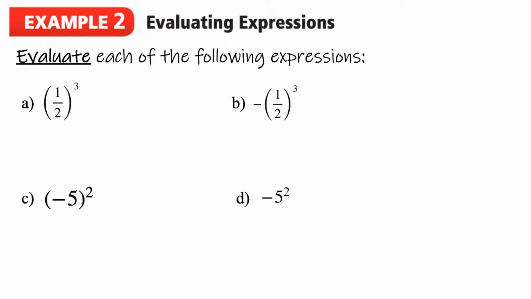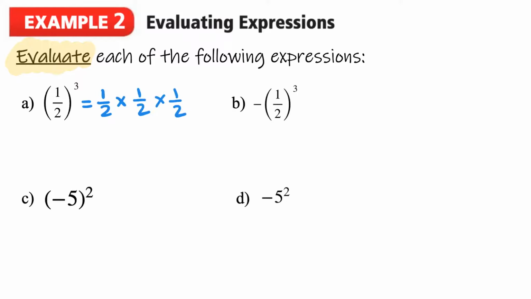Now taking a look at example 2, we're evaluating expressions. So again, the key word for this one is evaluate. It's going to be really important to know the difference between simplifying and evaluating. So evaluate each of the following expressions. For letter A, we've got 1/2 to the power of 3. Well, this means that we are multiplying 1/2 by itself 3 times. So 1/2 times 1/2 times 1/2.